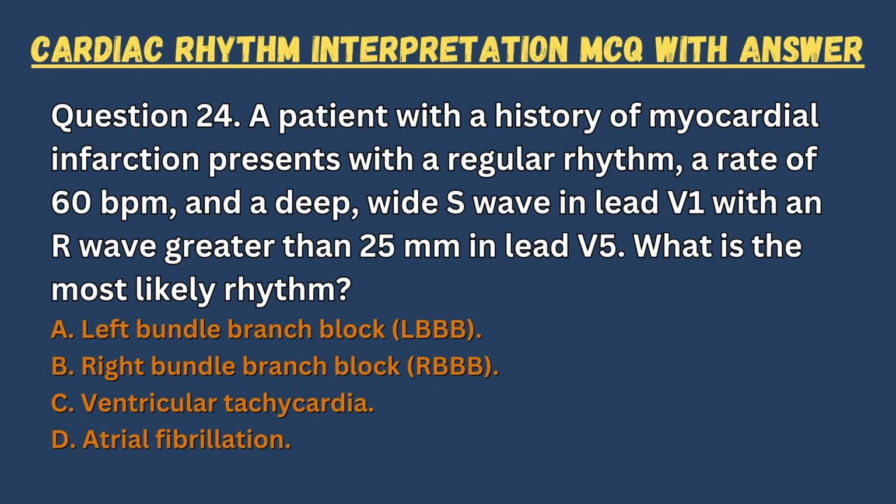Question 24. A patient with a history of myocardial infarction presents with a regular rhythm, a rate of 60 BPM, and a deep, wide S wave in lead V1 with an R wave greater than 25 mm in lead V5. What is the most likely rhythm? A. Left bundle branch block, LBBB. B. Right bundle branch block, RBBB. C. Ventricular tachycardia. D. Atrial fibrillation.